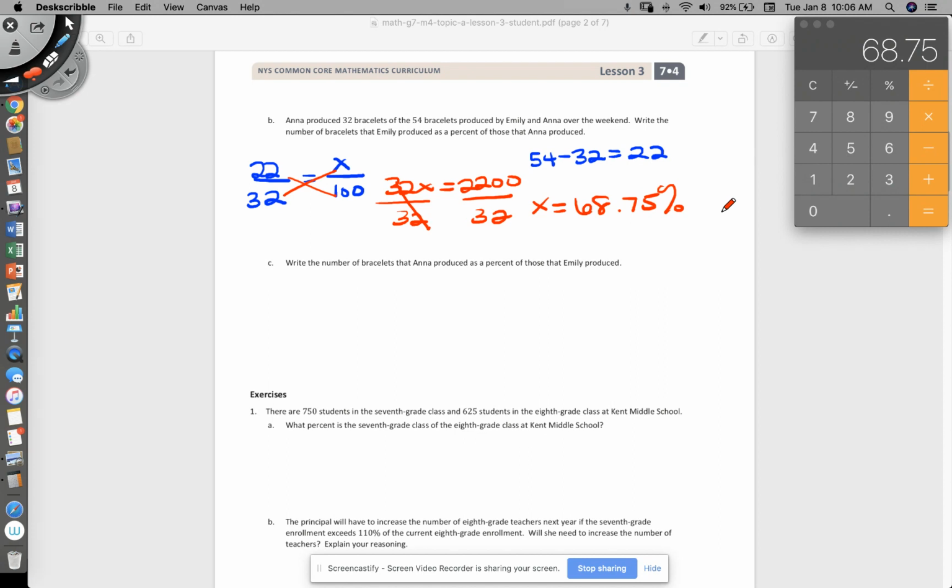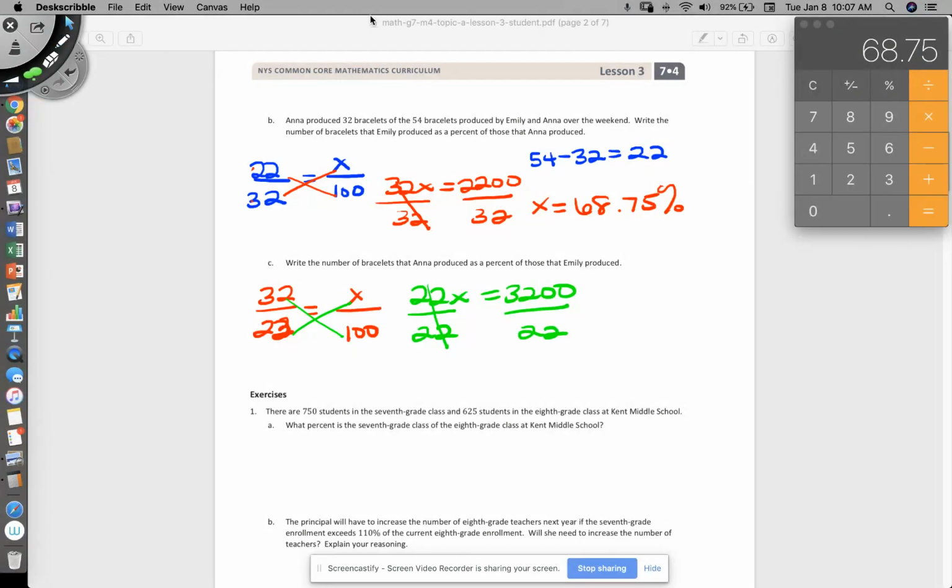Write the number of bracelets that Anna produced as a percent to those that Emily produced. So basically, if this was Emily to Anna, we're just going to flip those around. So now we have Anna to Emily. Oop, that's supposed to be a 2. Equals what percent? And always the 100 goes there. All right, so let's cross multiply. I get 22x this time equals 3,200. Divide by 22.